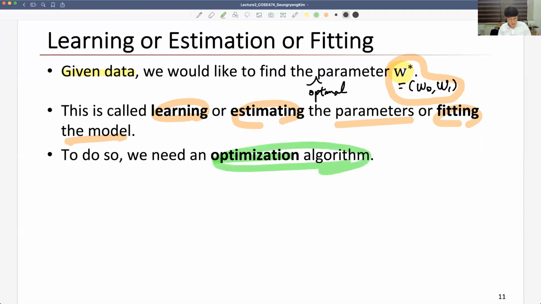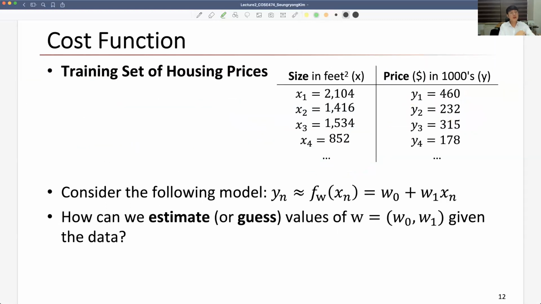So today we will derive the cost function for this problem and the optimization method to solve it. Okay, so this is the general goal of the regression problem. So what is the cost function?